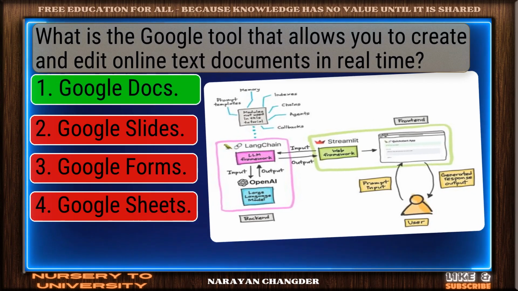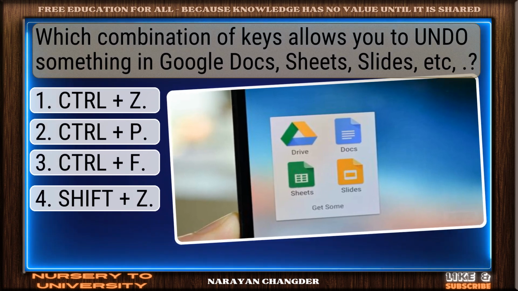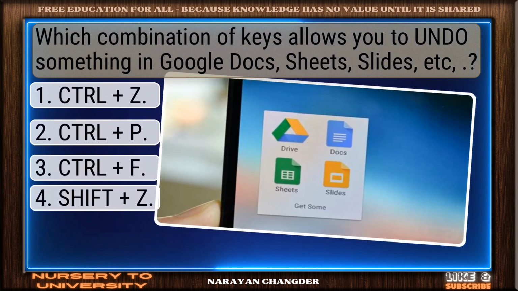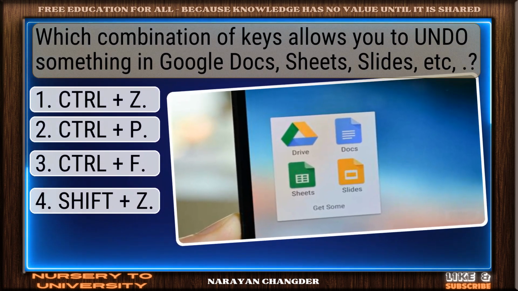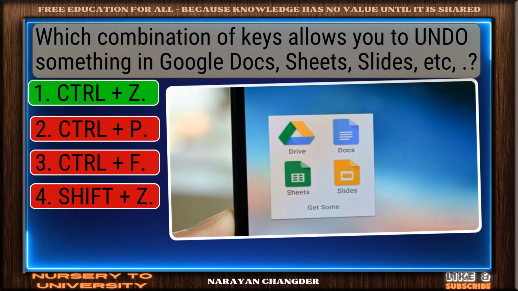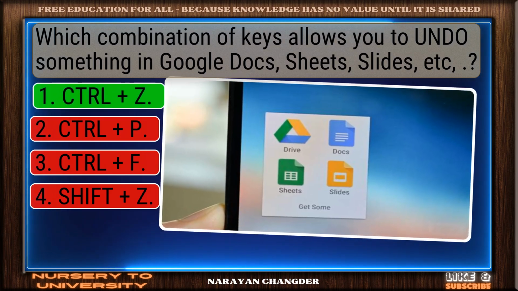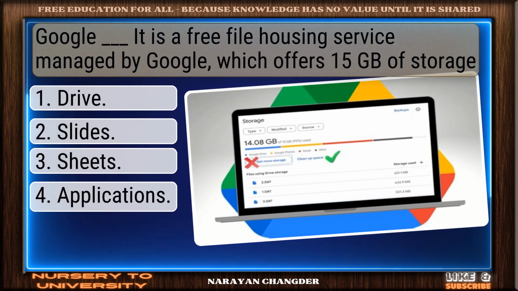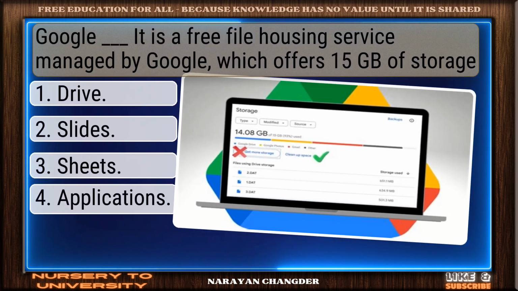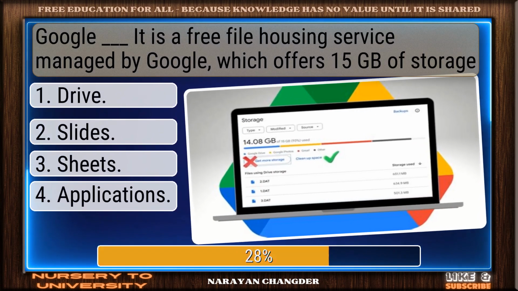Sharp thinking. Google Docs is the right choice. Which combination of keys allows you to undo something in Google Docs, Sheets, Slides, etc.? Solid response. Ctrl+Z is a valid choice. Google Drive is a free file housing service managed by Google, which offers 15 GB of storage.